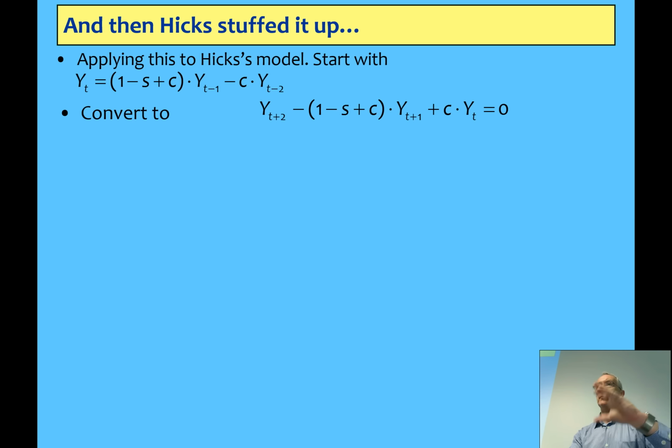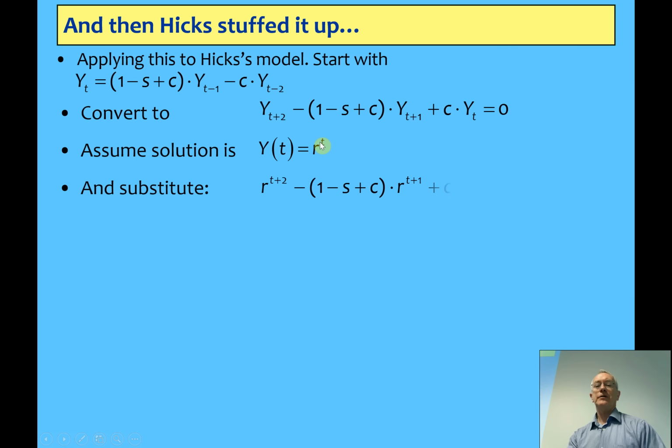You've just changed all the bases by adding 1 year to each of them. So you get y(t+2) minus (1 minus s plus c) times y(t+1) plus c times y(t) minus y(t), and you assume a solution of y(t) equal to r raised to a power of t. Substitute that in there. So you've now got r^(t+2) plus all of this times r^(t+1), plus c times r^t. Collect your terms, and now you've got the root in this polynomial.